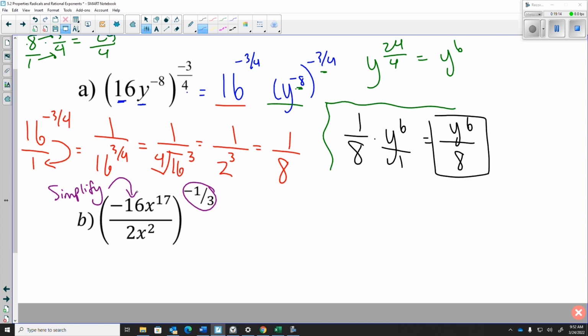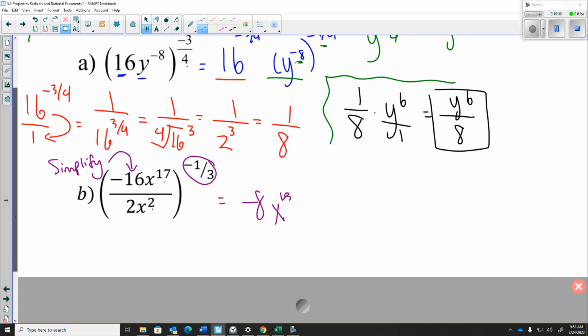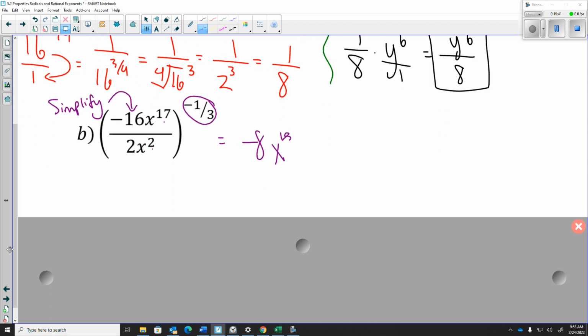Numbers, then variables. What's negative 16 divided by 2? Okay, so this is negative 8. What's x to the 17 divided by x squared? Think exponent rules. You're dividing, so what do you do with the numbers? Subtract them. So it's x to the 15th. Remember, those are those algebra 1 exponent rules that we talked about. When you divide, you subtract the numbers. That's a 15. And we put the parentheses around it. So I just turned this inside piece into this. So now that whole thing is raised to the negative 1/3 power.